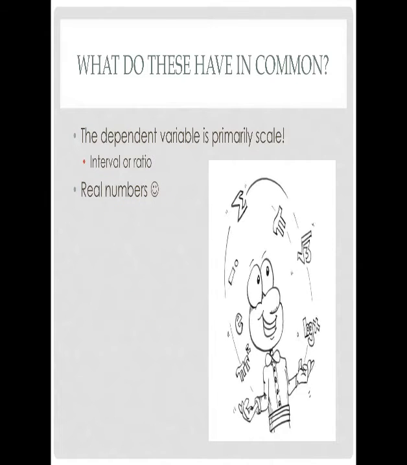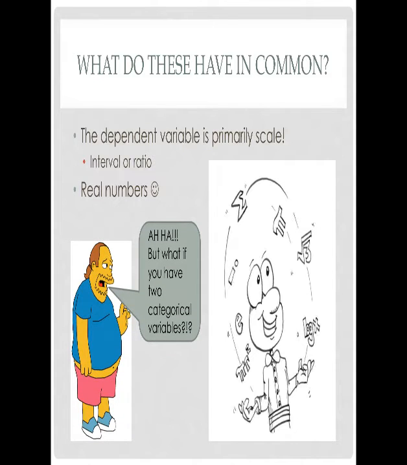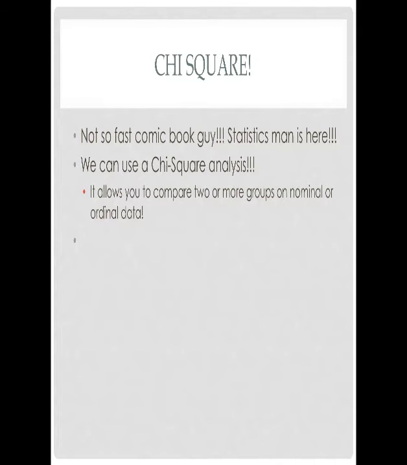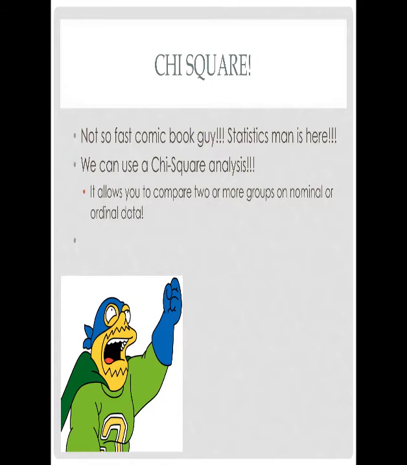So the dependent variable is primarily scale so far, right? So we had some kind of numerical continuous type of variable, real numbers. So the thing is, what are we going to do if we actually have two categorical variables, right? If we're having two variables such as gender, hair color, eye color, even ordinal values that are organized in categories, what do we do with those? Well, hold on, we have a very special test for that, and that's going to be the chi-square.